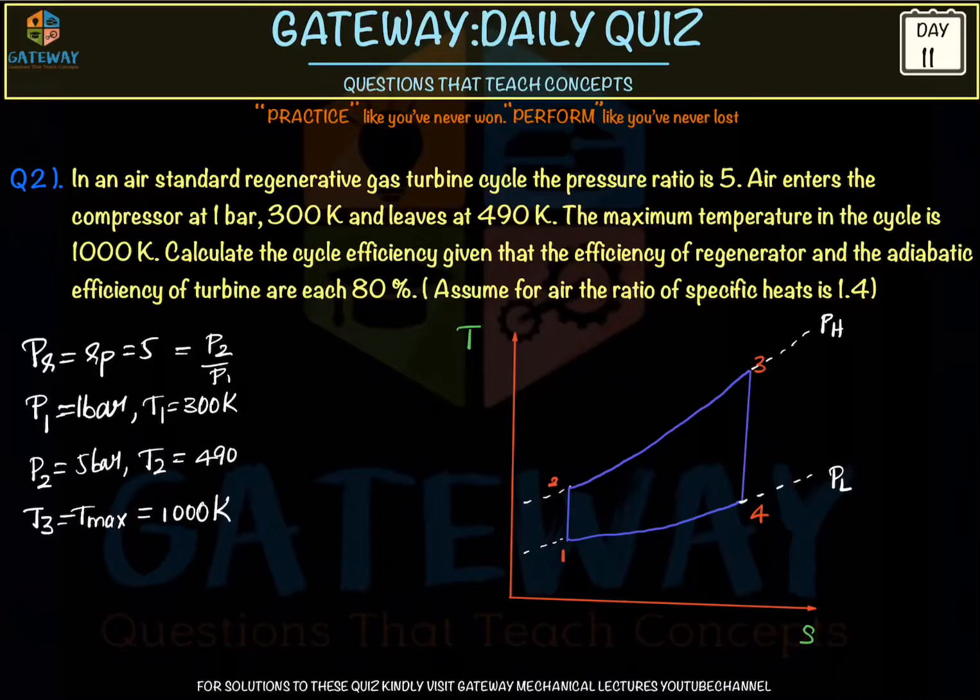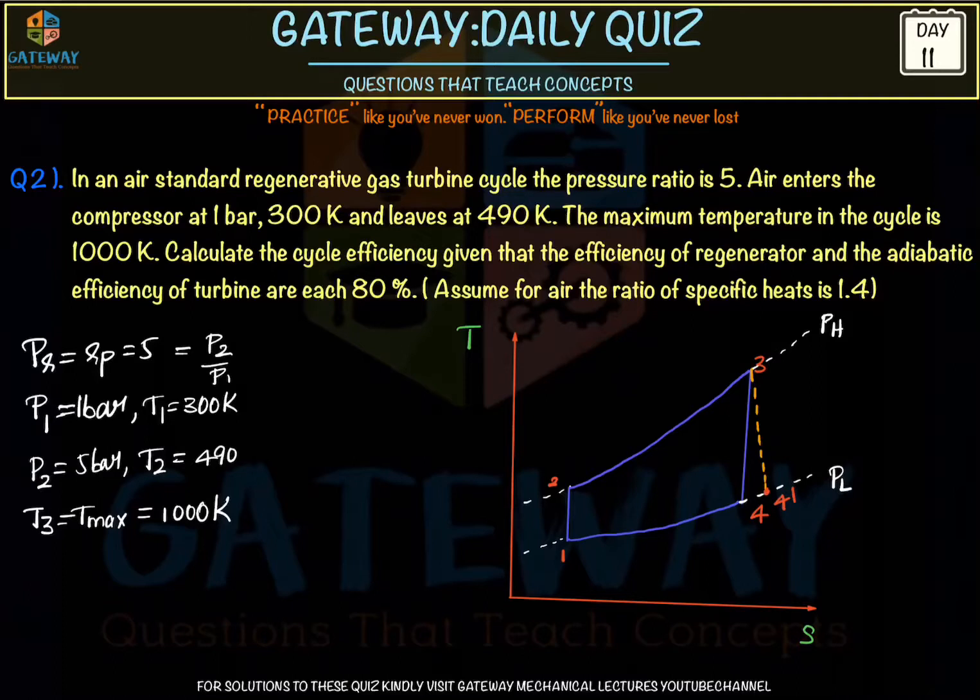Therefore, our turbine, instead of following the ideal path 3 to 4, since it has some efficiency less than 100%, will have some irreversibility, so entropy increases. So it follows a path in this way, and it reaches a point, and we'll mark the point as 4 dash. This point is 4 dash.